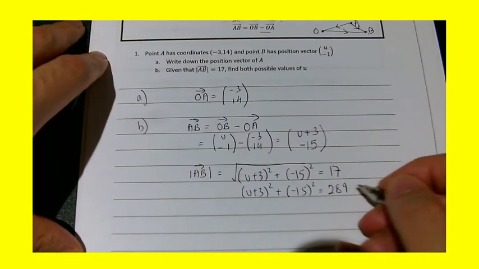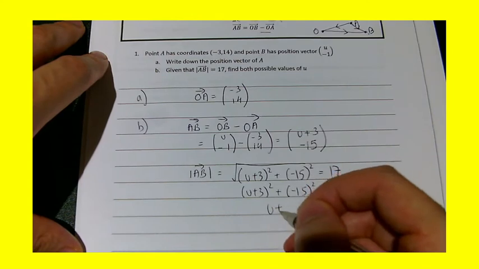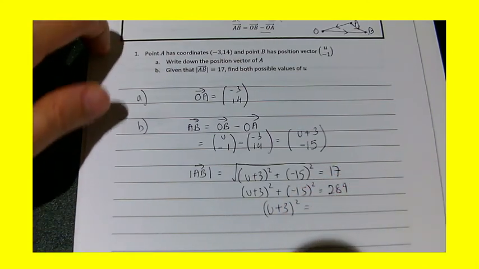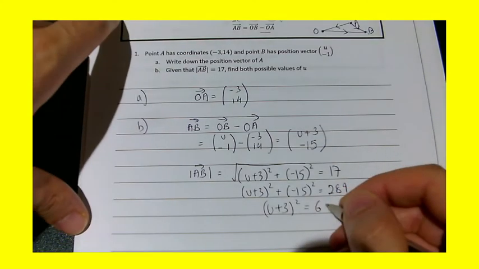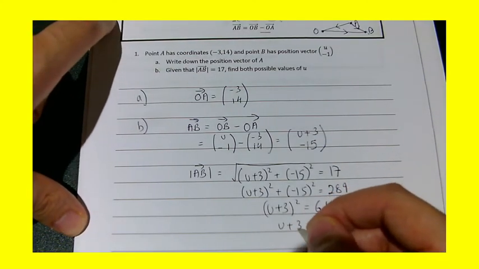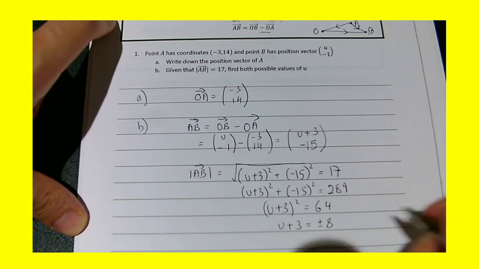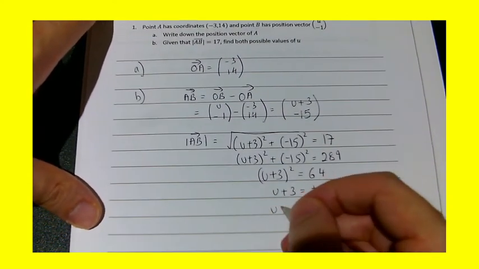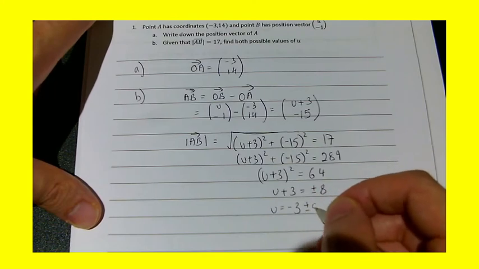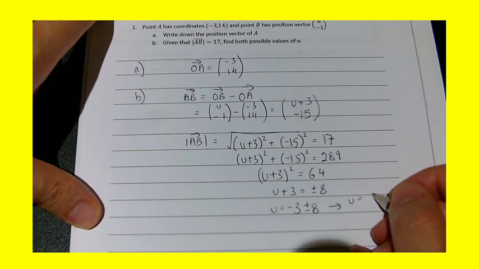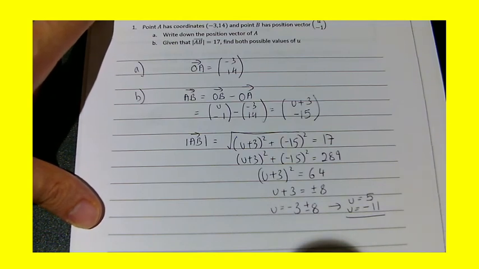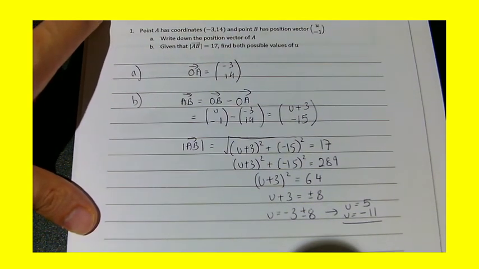So you get 289. You then take away 15 squared, that's 64. You square root 64, you get plus or minus 8, and therefore U equals minus 3 plus or minus 8, which means that U is equal to minus 3 plus 8, which is 5, or U is equal to minus 3 minus 8, which is minus 11. So those are the two possible values of U that we could have.